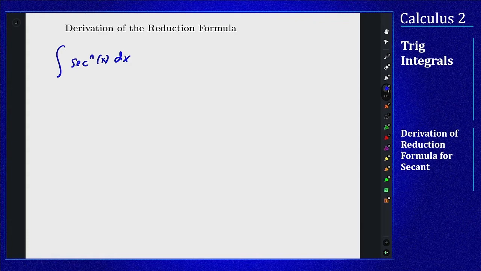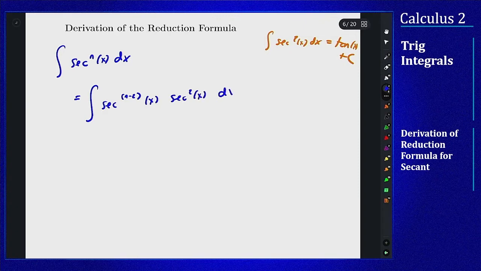The answer is yes. We really like integrating secant squared, because the integral of secant squared of x dx is just tangent of x plus c. And so I like integrating secant squared, so I can rewrite this integral as the integral of secant to the n minus 2 power of x times secant squared of x dx.